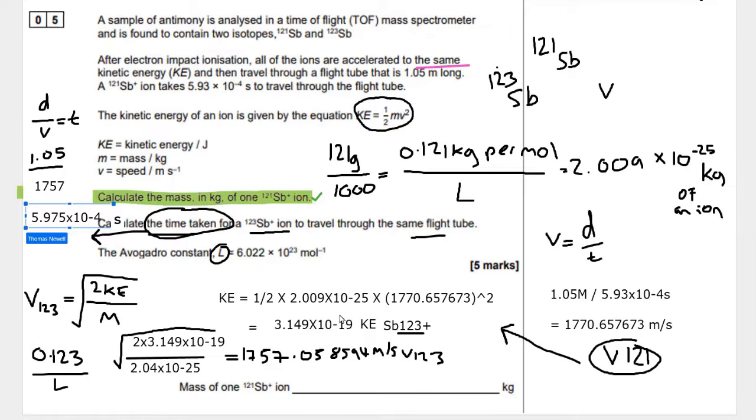And we also calculated its velocity, which was not as fast. This one was traveling, the 121 ion was traveling at 1,770, and this one was traveling at 1,757. So you can see there the difference in velocity and therefore the difference in the time it took to travel down the same length of tube. All right, guys, that will secure you all of your marks for this question.